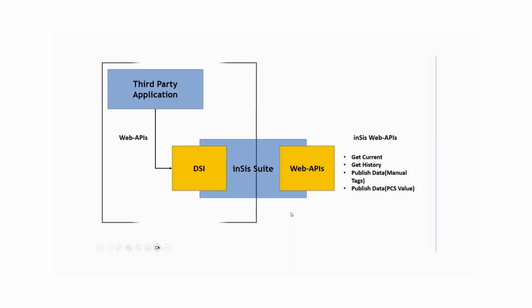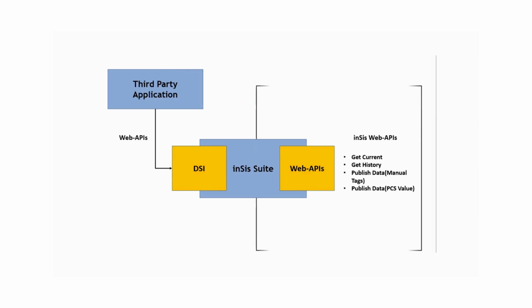I hope you had the opportunity to watch the video tutorial demonstrating the process of reading data from third-party applications using Web APIs. Now, inSys introduced Web APIs specifically designed for third-party applications to access and retrieve data from inSys systems. This functionality proves to be valuable when there is a need to extract specific data from inSys systems placed at different geographical locations. So, in such cases, utilizing the Web API becomes a practical solution.